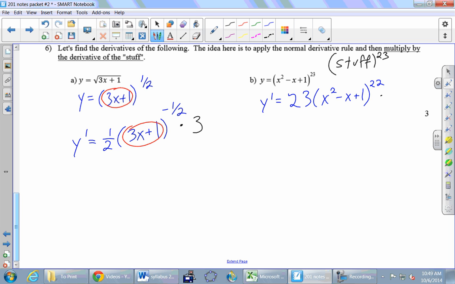But then this new rule says, well, that's not quite it. That's not the end of the story. You have to multiply. It's always multiply, not add or subtract. Always multiply by the derivative of the stuff. The stuff is this, and I need to multiply by its derivative. What's the derivative of x squared minus x plus 1? 2x minus 1. What do you think we're missing? We're missing something. It's parentheses. Right, because 2x minus 1 is one entity. It's one derivative. It's the derivative of the stuff. So that's our answer right there.